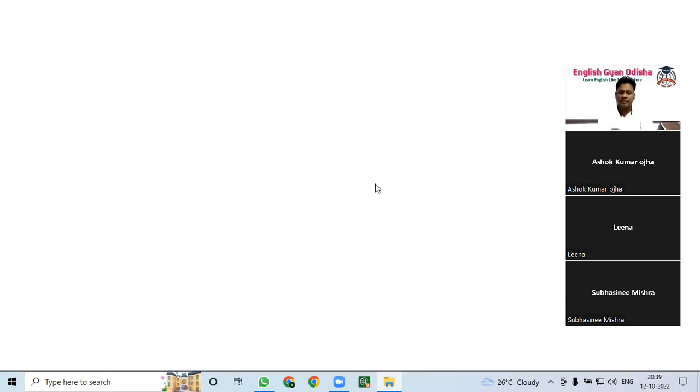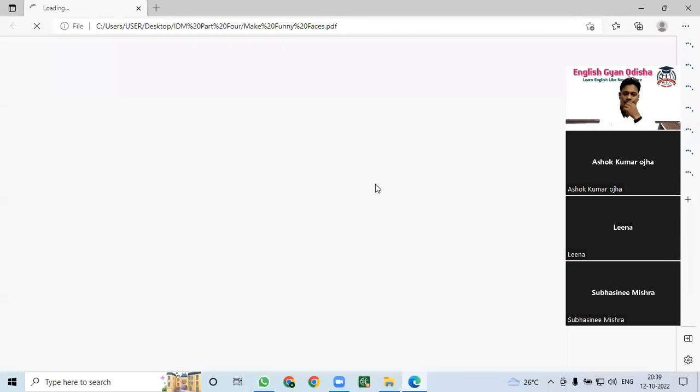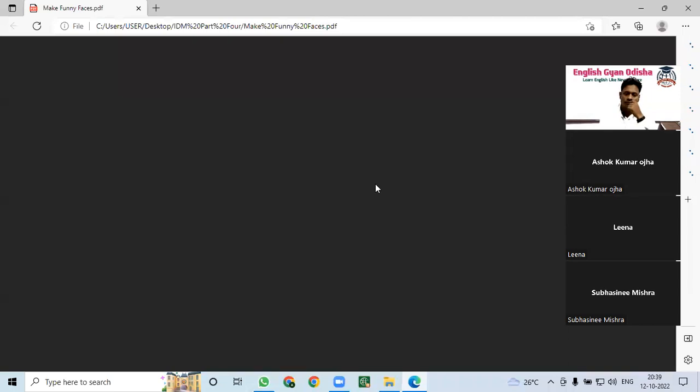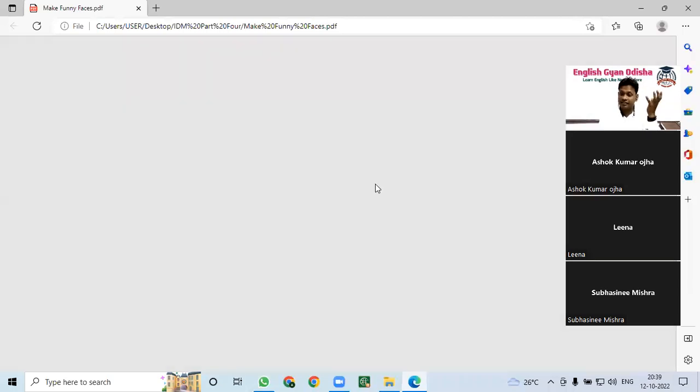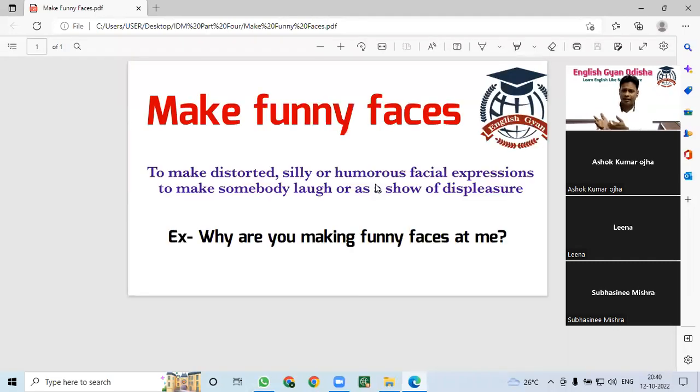Just check it out. This is something called make funny faces. Tease is the final thing, you know, he's teasing me. But this is called make funny faces. To make distorted, silly, or humorous facial expressions to make somebody laugh. Whenever a joker is doing it in a circus, you laugh. And sometimes it is done as a show of displeasure. Whenever you're not happy, you do like that.